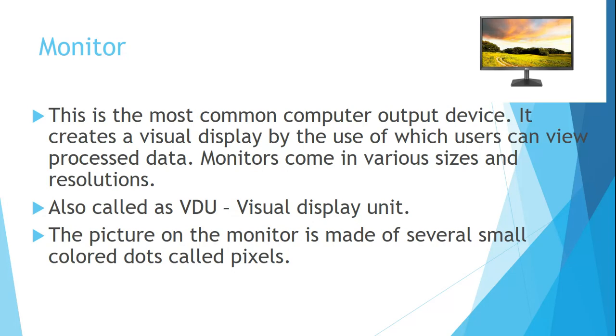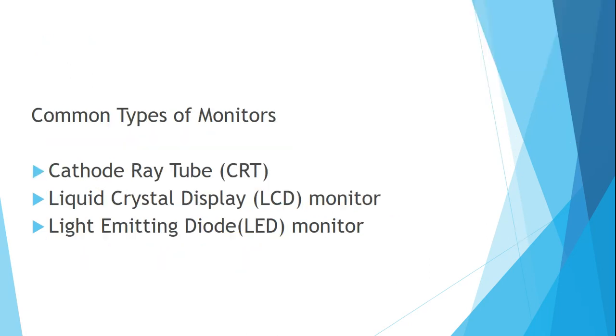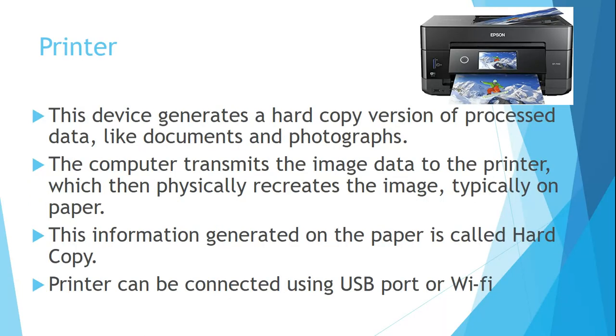What do you mean by resolution? There are several small colored dots called pixels and a picture is generated with the help of these pixels. The smaller the size of the pixel and the more the number of pixels, the higher the resolution is said to be. Some common types of monitors are the cathode ray tube, which was used initially, the liquid crystal display LCD monitor, and the LED monitor, that is light emitting diode.